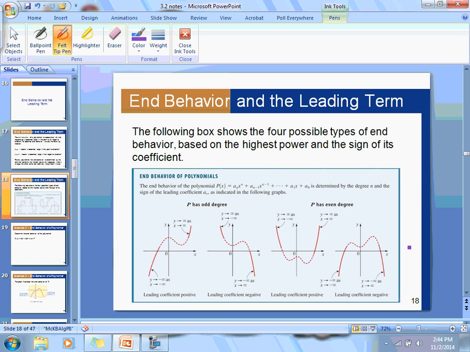Now, if you have a positive lead coefficient, then your right end is going to be going up. If you have a negative lead coefficient, then your right end is going to be going down. And that's true for both even and odd degrees. So if you have an even degree that has a positive lead coefficient, both ends go up. Or if you have a negative lead coefficient, then both ends go down.